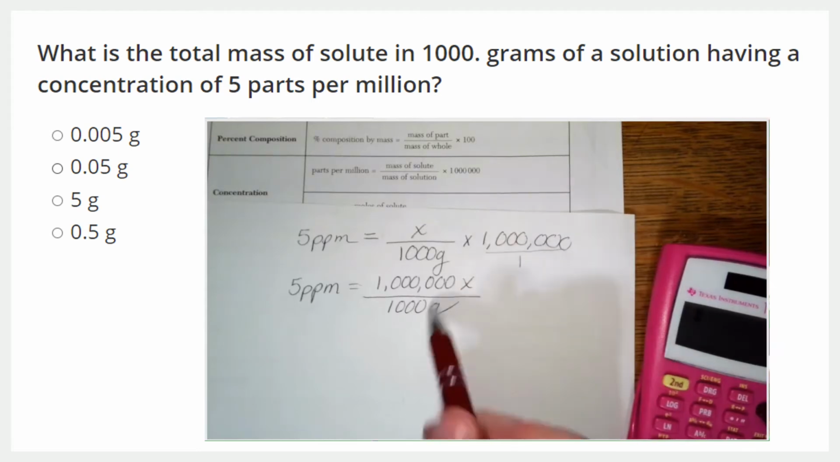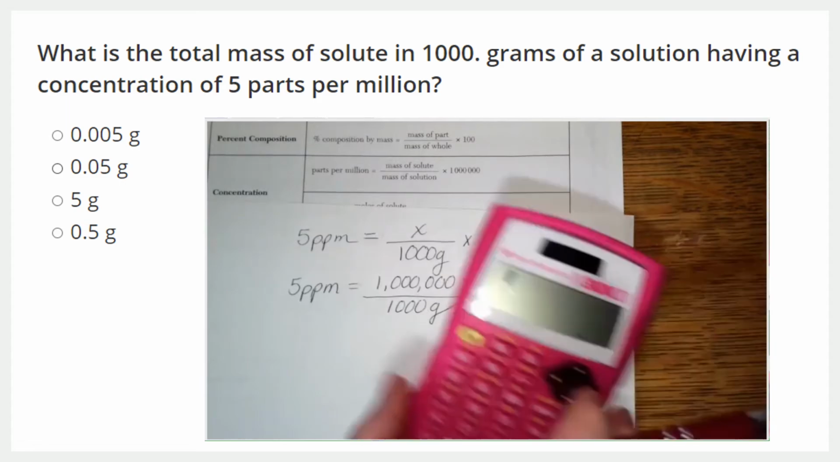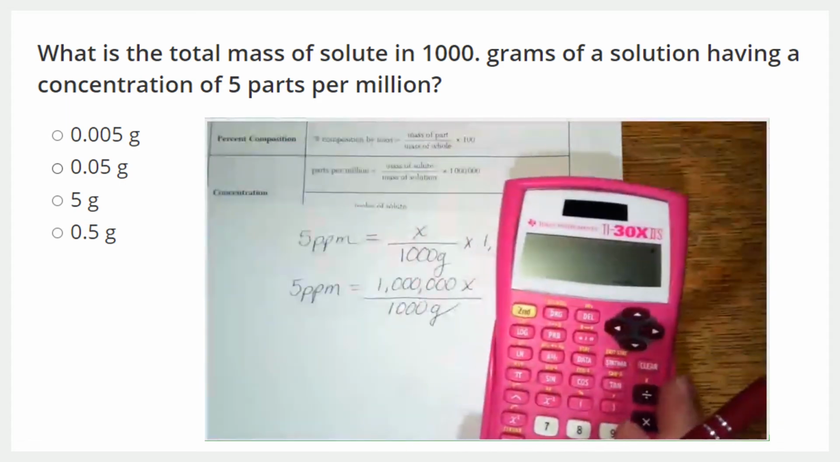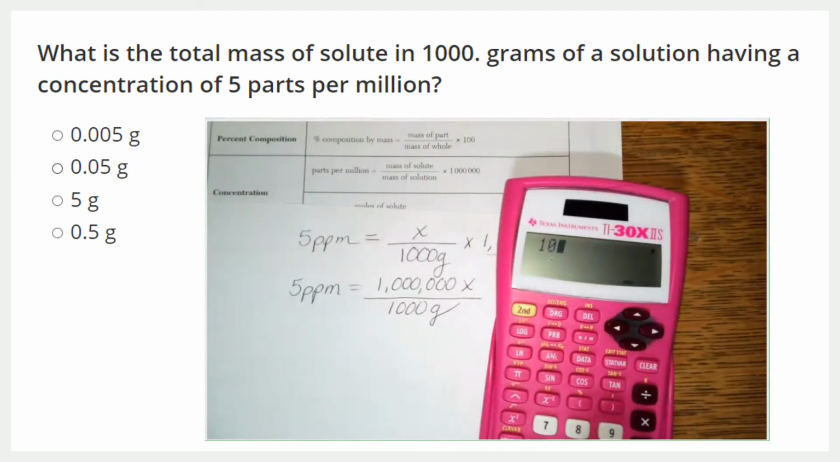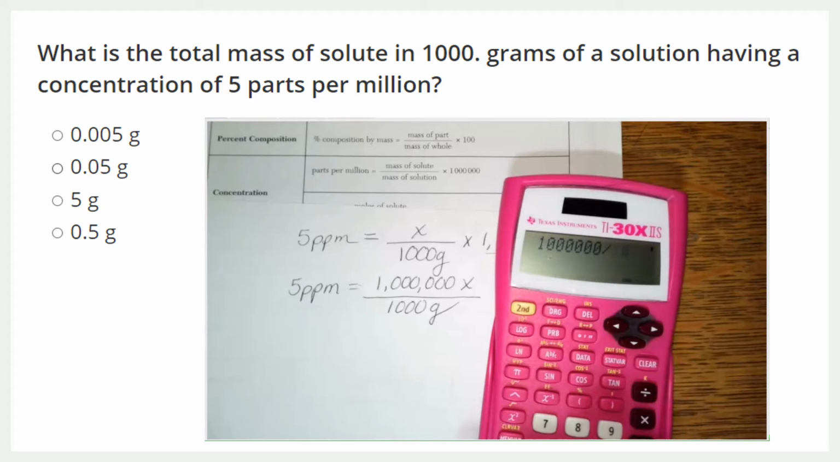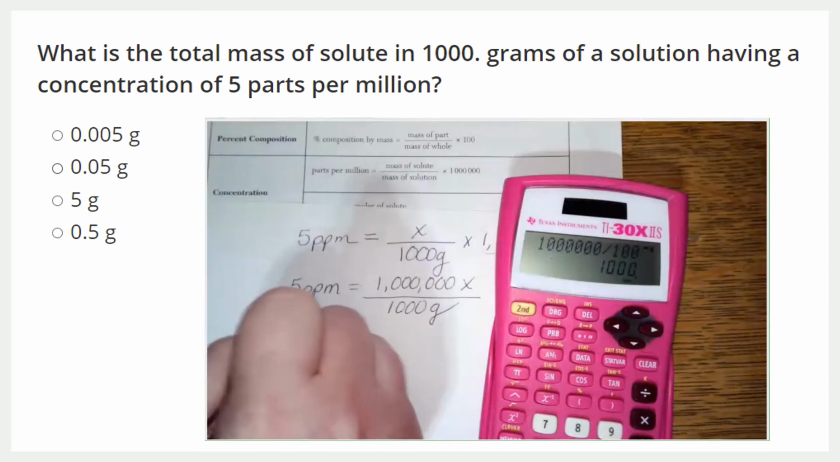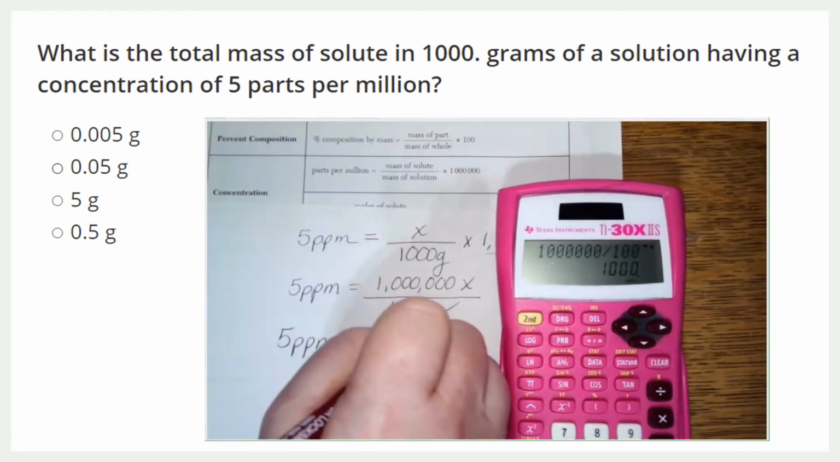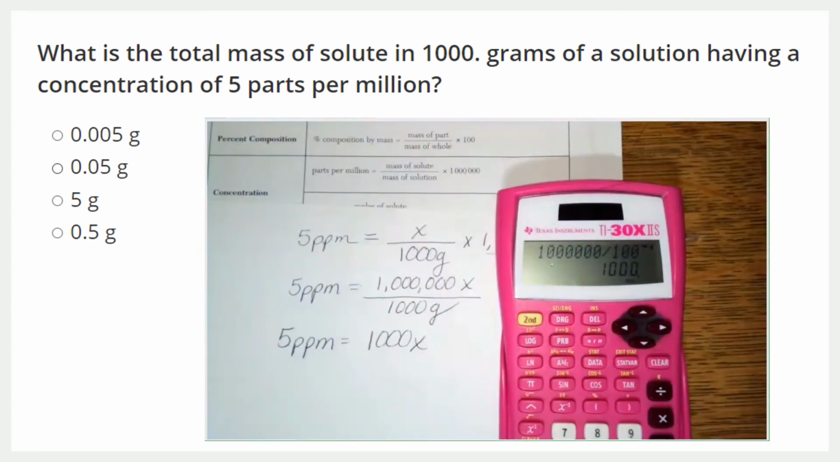Okay, so now what? Well, I could simplify it on this side. Let's do that. Let's do a million divided by 1,000. See, 1 with 6 zeros, 1, 2, 3, 4, 5, 6, divided by 1 with 3 zeros, 1,000x. So I have 5 parts per million equals 1,000x. How do I get x by itself?